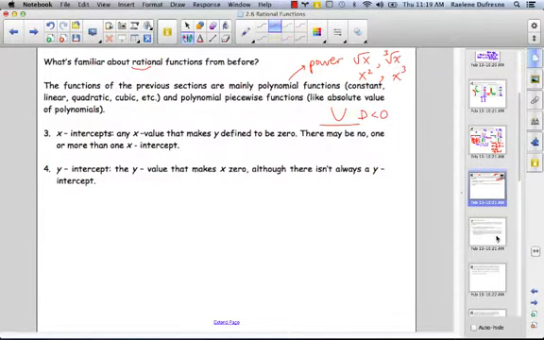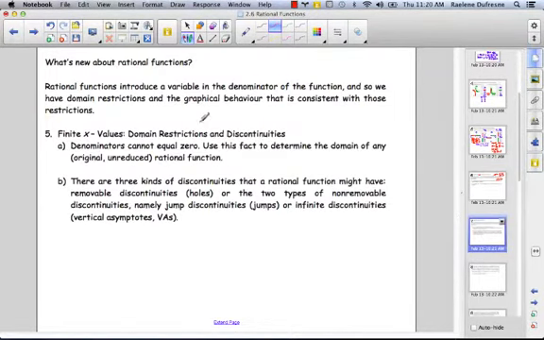Okay, so let's move on. What's new about rational functions? Well, for the first time we are introducing a variable in the denominator. And as a result, we have the domain restriction that denominators cannot be 0. And every time the denominator might equal 0, it could lead to a discontinuity.